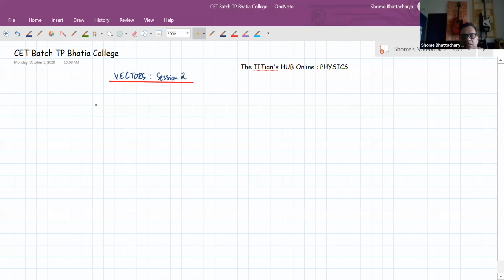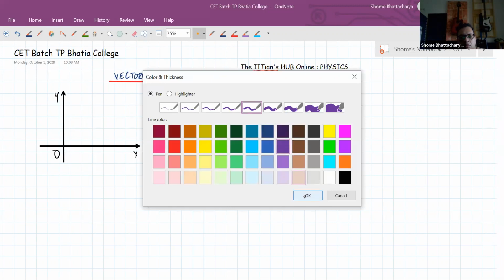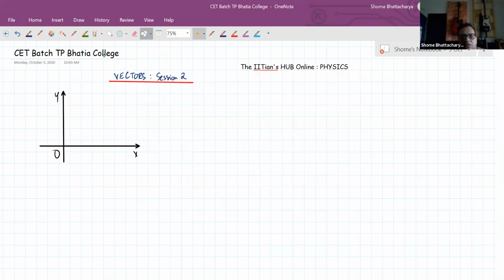What we had seen last time is the geometrical representation of a vector and the component algebra representation of a vector. When we represent a vector geometrically as an arrow in the xy plane, the length of the arrow represents the magnitude of the vector, and the direction in which the arrow points is the direction in which the vector acts.